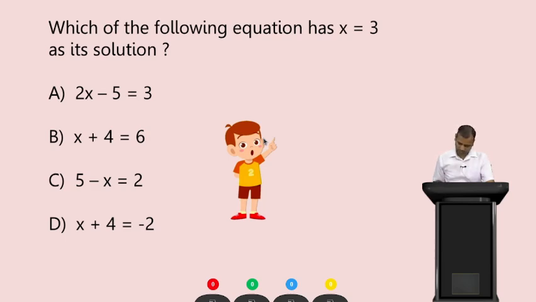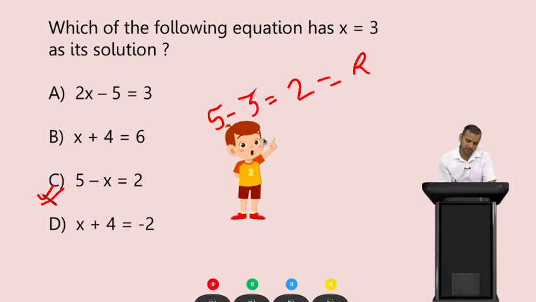Okay class, your time is over. So the correct answer is C. If you put x equals 3 in this equation, you will get 5 minus 3 equals 2, which is the RHS.